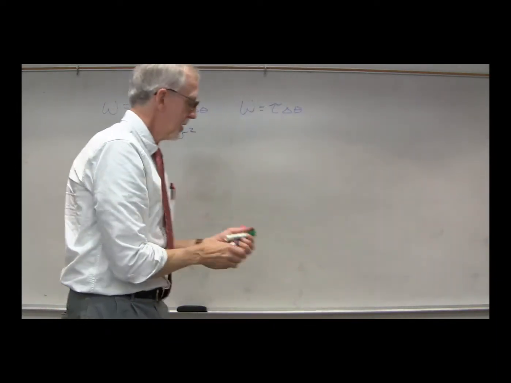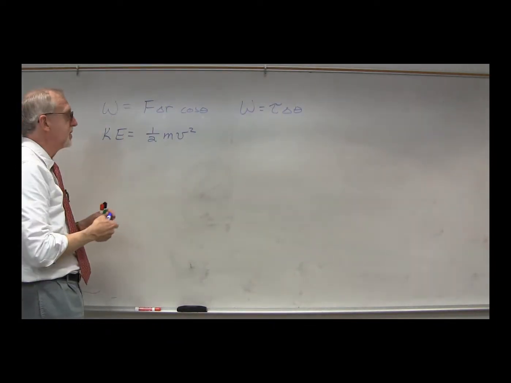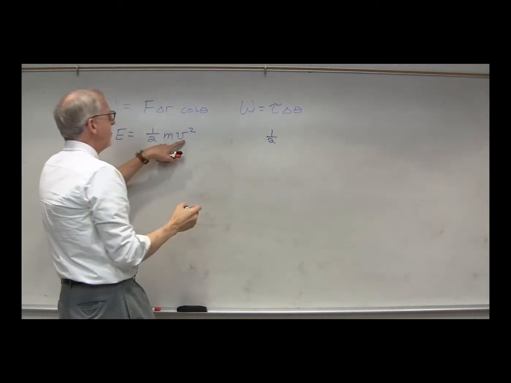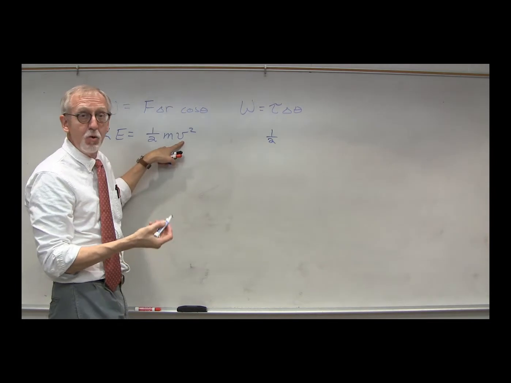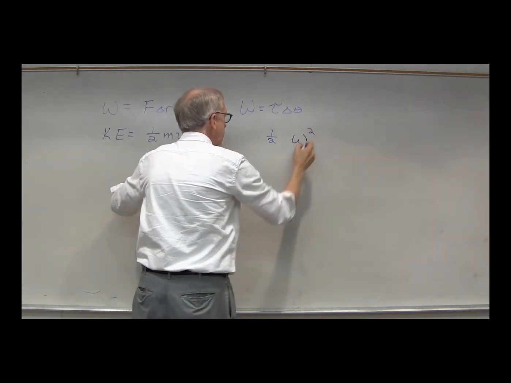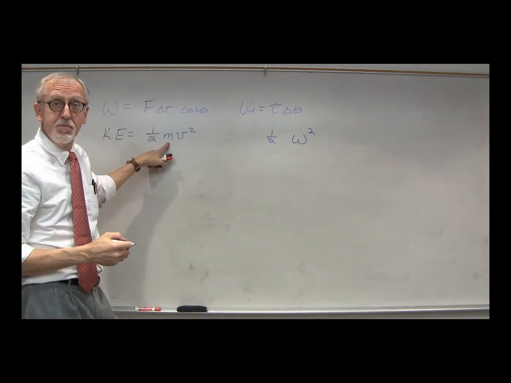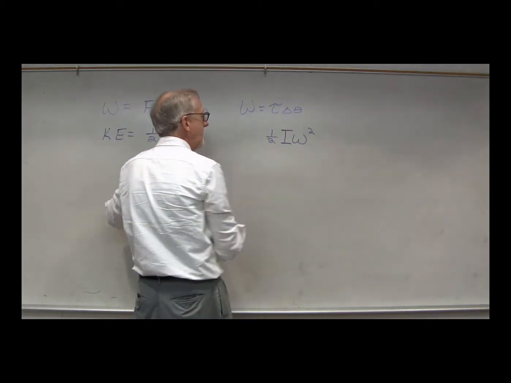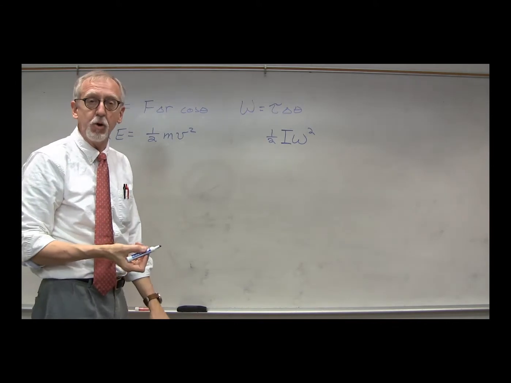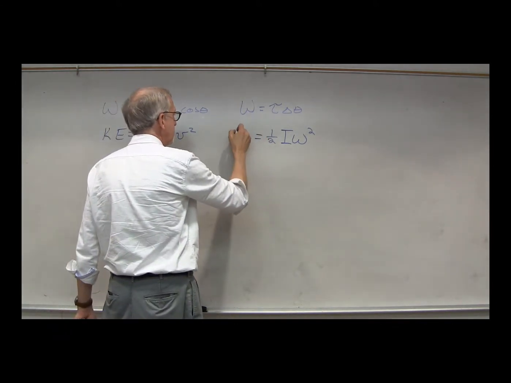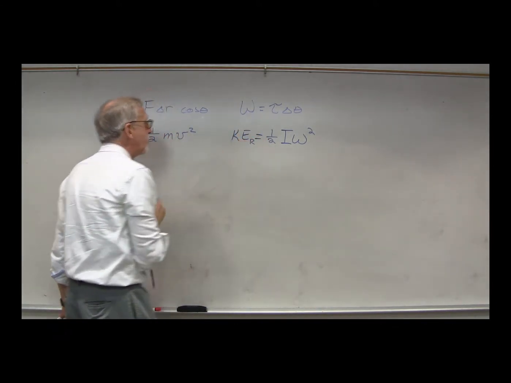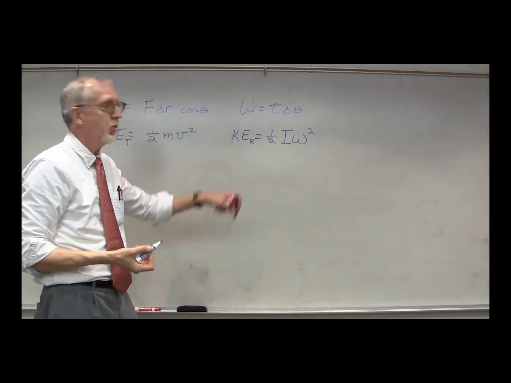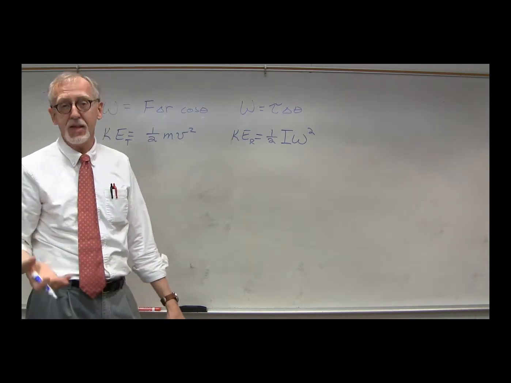Well, just by using analogous quantities, we might guess that it would be 1/2 v. Well, the analogous quantity to v is omega. And what's the analogous quantity to mass? That would be moment of inertia. And as a matter of fact, that is exactly the form for rotational kinetic energy. So we have a rotational kinetic energy and a translational kinetic energy. What about potential energy?